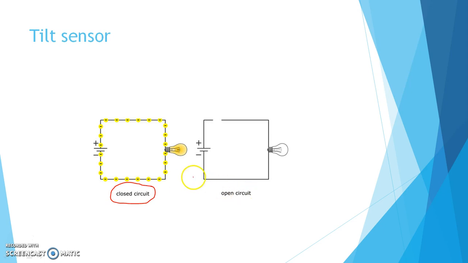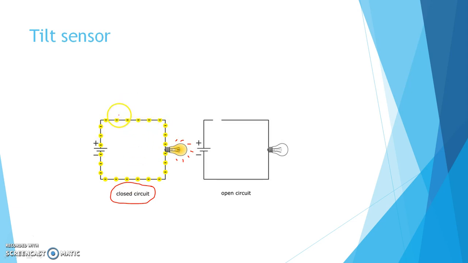What is a closed circuit? If the circuit is closed and we connect one battery with an LED or lamp, then obviously for a closed circuit the LED or the lamp will glow. The lamp is glowing in this case because the circuit is closed. See here, the flow of electrons is shown from negative to positive, so this is called a closed circuit.